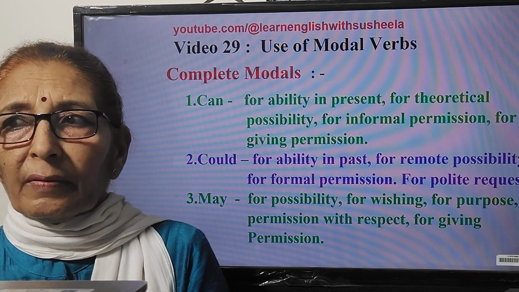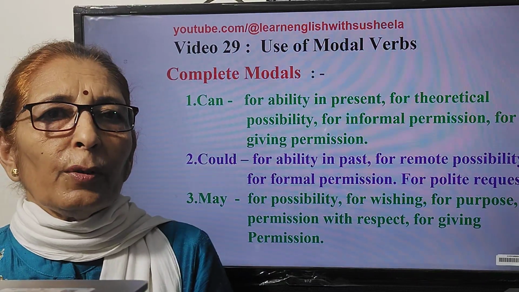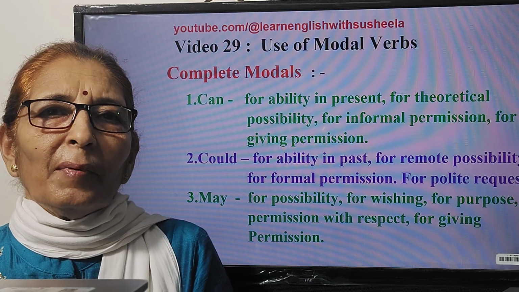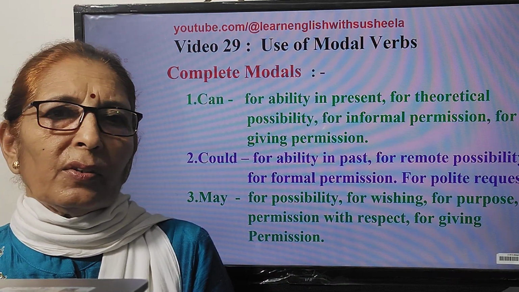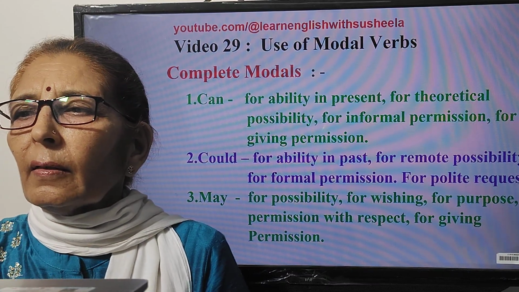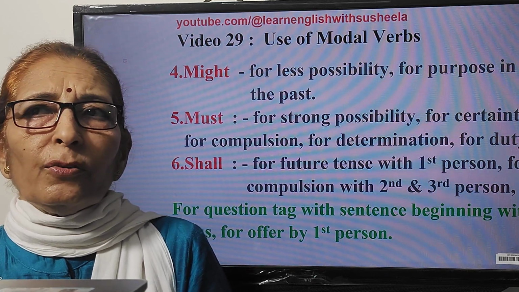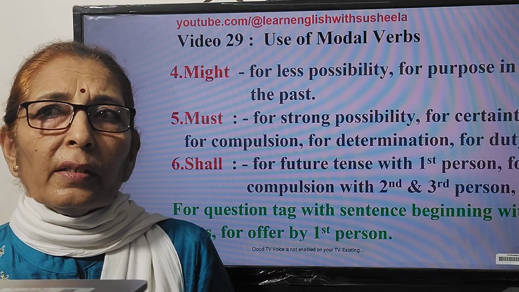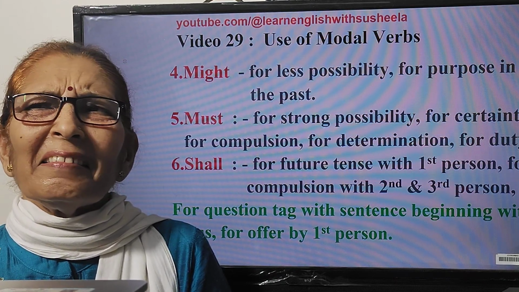That is purpose. Then for permission with respect. When we want to take permission with respect, we say, may I go for water please? Or for giving permission, the teacher can also say, yes, you may go. Next, fourth, might. Might is used for less possibility. When possibility is not much, then we use might. Just as it might rain today.